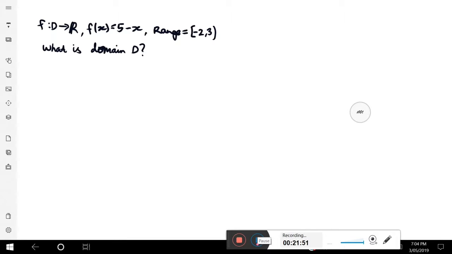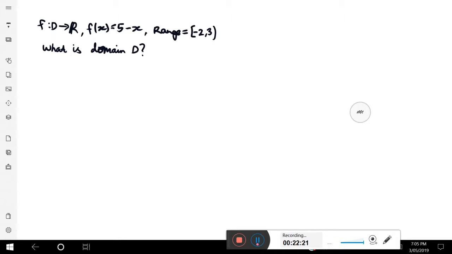So question 3. We have an unknown domain within the subset of R, so real values. And the function is f of x is equal to 5 minus x with a range of negative 2 to 3, where negative 2 is inclusive and 3 is not included. All right, so if you're ever stuck on a question like this and it looks too complicated, break it down. I would recommend you first draw a diagram.